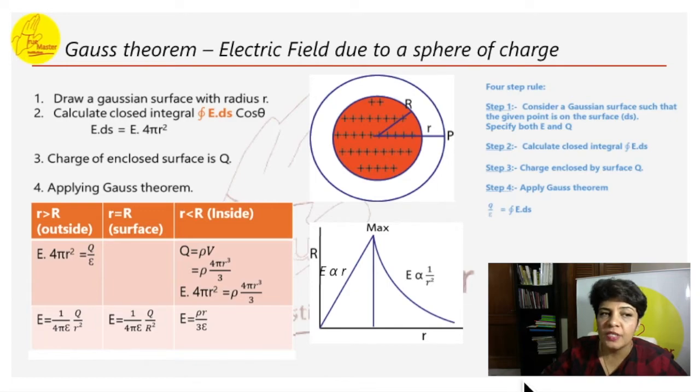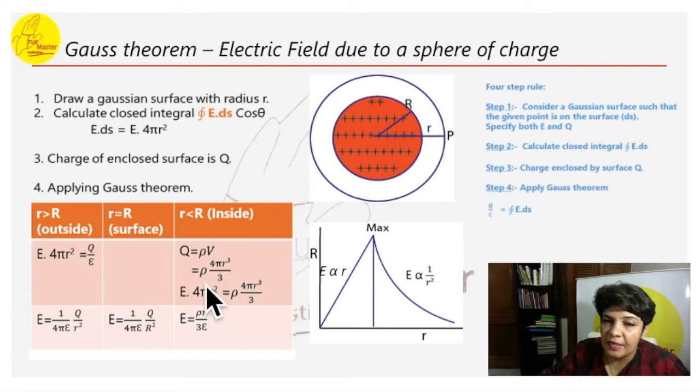So first, consider a Gaussian surface. If it's inside, the first step is the Gaussian surface. The second is calculating E dot ds. Here it will be E 4 pi r square, whatever the value inside. And step 3 will be to calculate Q. Here the Q will be written as rho into volume, because it is not empty. The volume formula for a sphere is 4 pi r cube by 3.